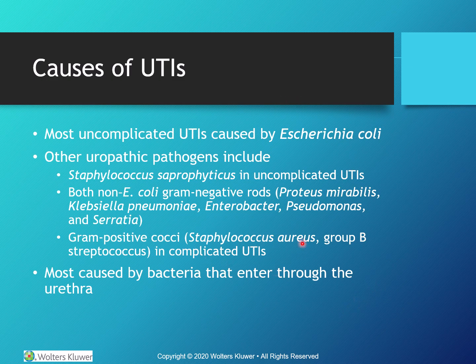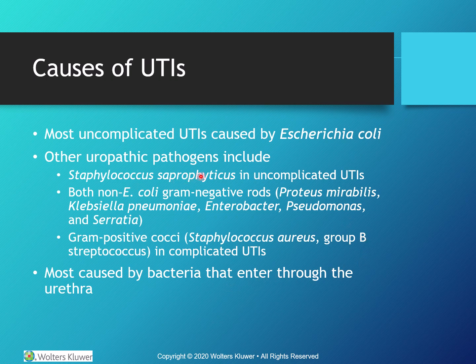So what causes UTIs? Most UTIs that are uncomplicated in nature, meaning easily treated, are caused by E. coli, and that has to do with proximity of fecal tissue to the urinary system itself. There are other pathogens that can also cause UTIs, and some of these cause more complicated UTIs.